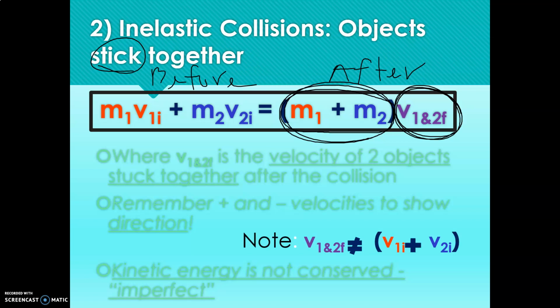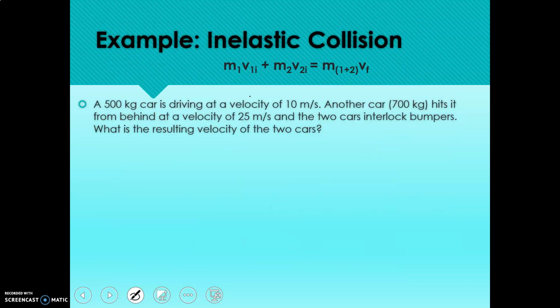Note the velocity 1 and 2 final, so those objects sticking together, however fast or however slow they move, that velocity is not the same as just adding those initial velocities together. So that is not the same thing. You actually have to solve for it. So we're actually going to solve for it right here, right now.